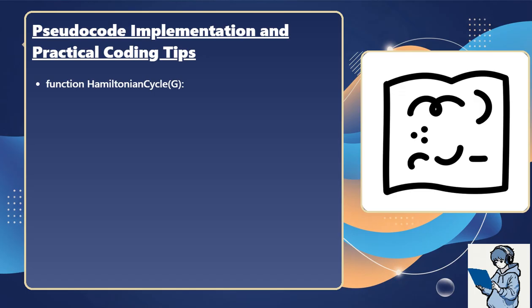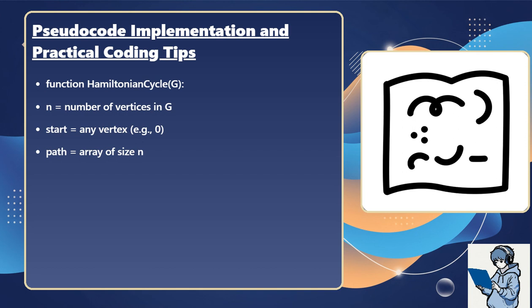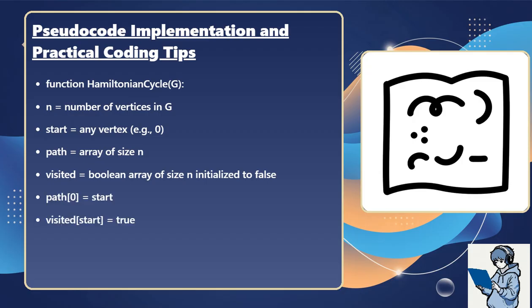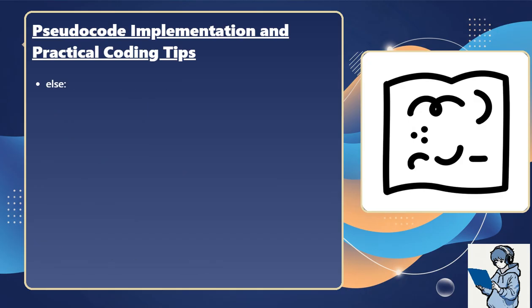Function HamiltonianCycle(G). n equals number of vertices in G. Start equals any vertex, for example 0. Path equals array of size n. Visited equals Boolean array of size n initialized to false. Path[0] equals start. Visited[start] equals true. If DFS(1) then return path plus start, complete cycle. Else return no cycle. Function DFS(pos).